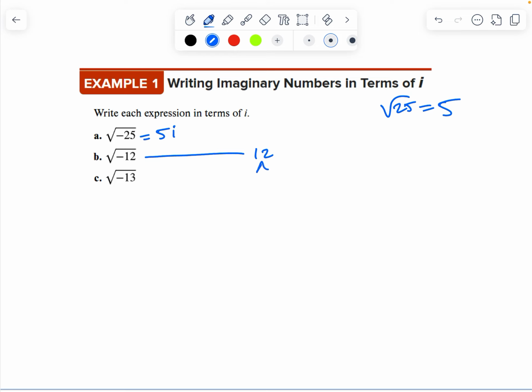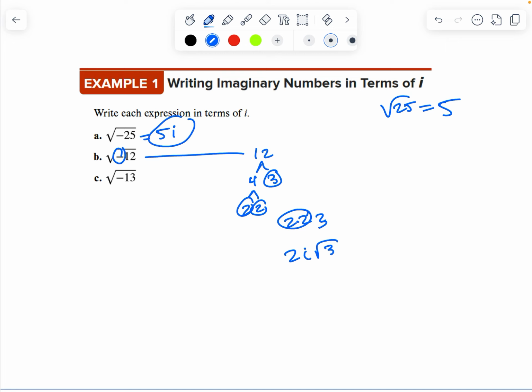12 breaks into 4 and 3, 3 is prime. 4 breaks into 2 and 2, 2 and 2 are both prime. We can write those out in numerical order, 2, 2, and 3, and try to find buddies. Again, go back and watch the review video if you haven't yet. The 2's have buddies and they get to go outside. The 3 does not have a buddy, and since this was a negative, it has to have an i with it. The i always goes outside of the square root.